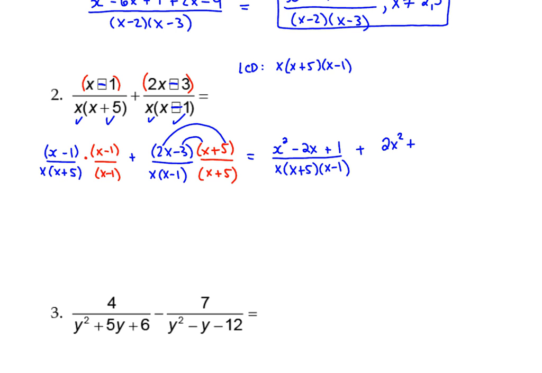10 minus 3, 7. Okay, so the two middle terms are just those two: 2x times 5 and then negative 3 times x. So 10x minus 3x. And then last, the negative 3 times positive 5, negative 15.